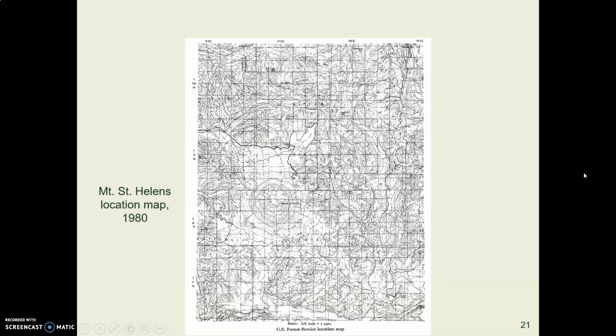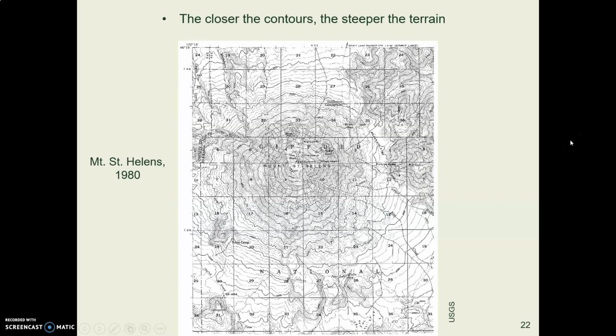Here is a map of the area around Mount St. Helens, the volcano in Washington State from 1980. Here is a closer view. This is a U.S. Geological Survey topo map of Mount St. Helens from 1980. So these were the contour lines before the volcano erupted, and you can see they get steeper near the peak.